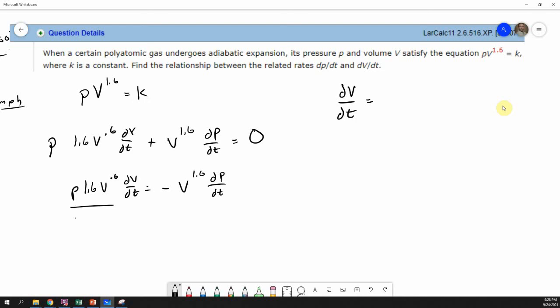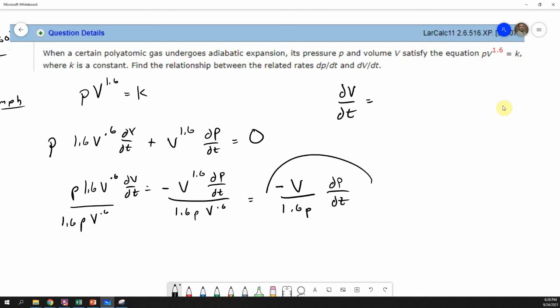And then we're going to divide by P, and I keep putting that 1.6 in the middle. Let's put the 1.6 out front. 1.6 P V to the 0.6. So if we've got V to the 1.6 on the top and V to the 0.6 on the bottom, remember we subtract, so that just gives me negative V on the top. I've got 1.6 P on the bottom, and then the dP/dt. And that is their relationship.